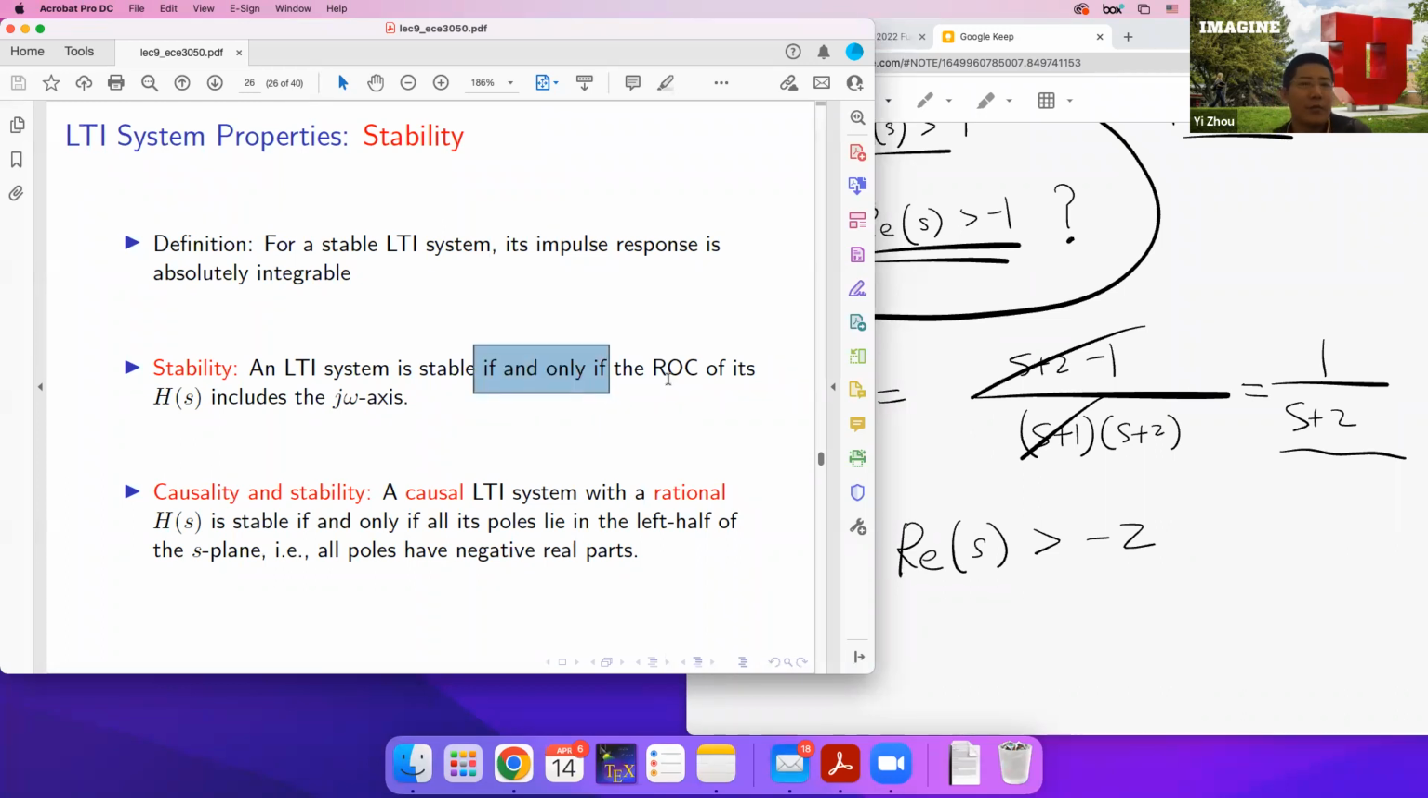The region of convergence of H(s), where H(s) is the Laplace transform of the corresponding impulse response. Right? So looking at the region of convergence of H(s), if the ROC includes the imaginary y-axis, then the system is stable. Because with this fact, we can show that the response is absolutely integrable.